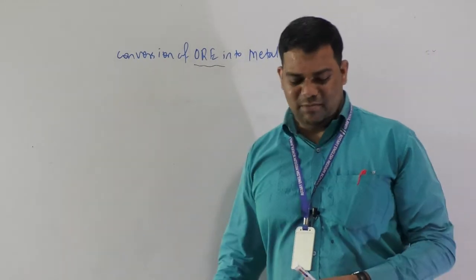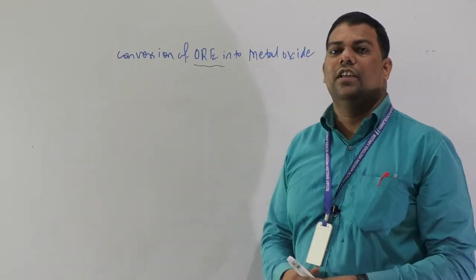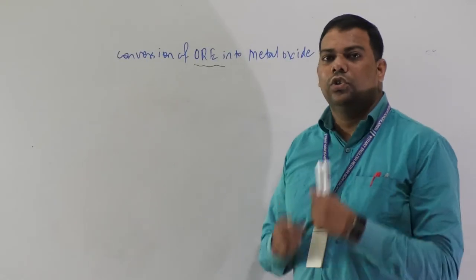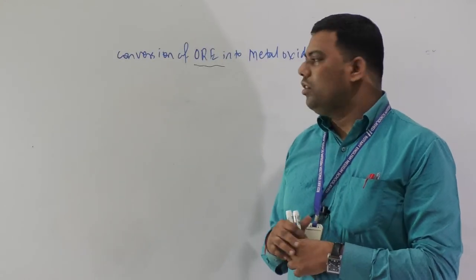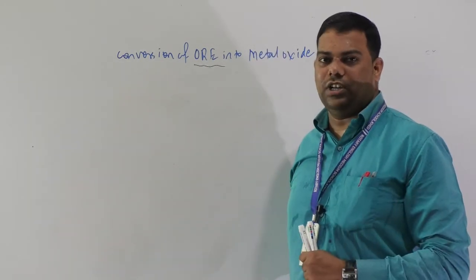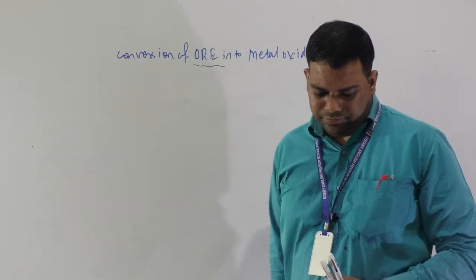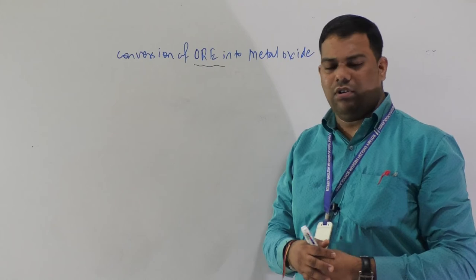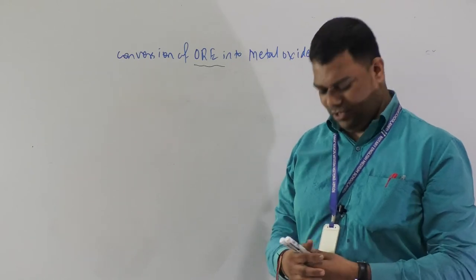This is very much important. I already told you why we convert ore into metal oxide: after it converts into oxide, the extraction of that metal becomes easier. Many times they will ask this question. Understood? Why must we convert the ore into its metal oxide is a very important, frequently asked question. After concentration of ore, the ore is generally subjected to either roasting or calcination.